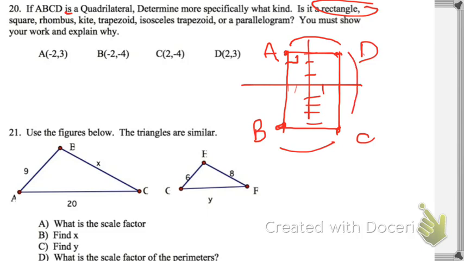It looks like this is 7, and this one's 7. So congruent opposite sides and 90-degree angles, which is confirmed by drawing this in a grid. 21 is the big scale factor question. Scale factor is a ratio of sides.